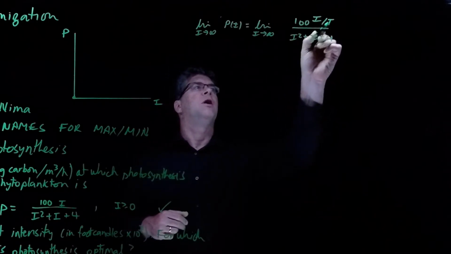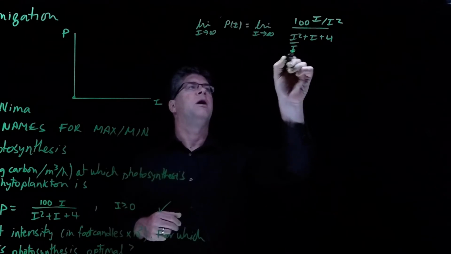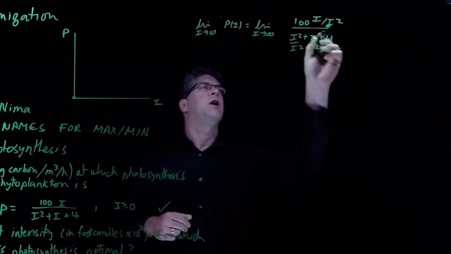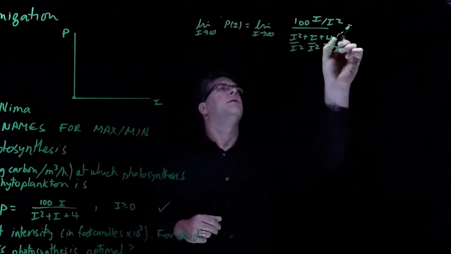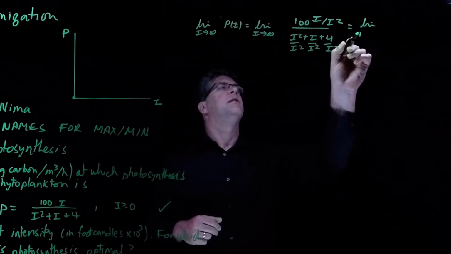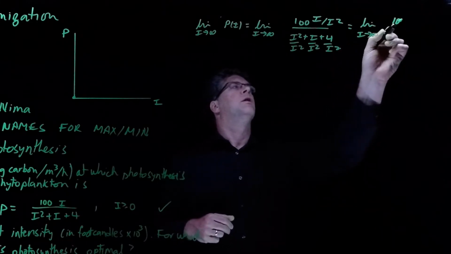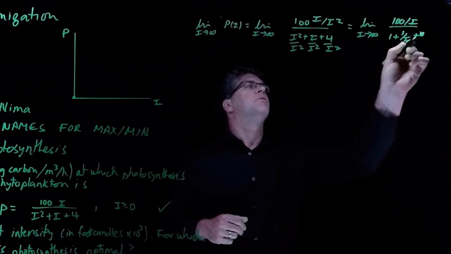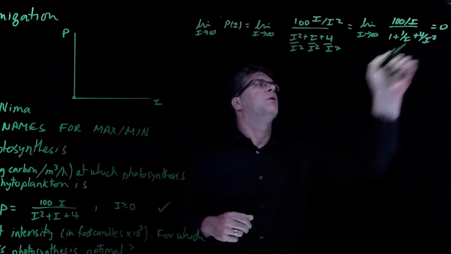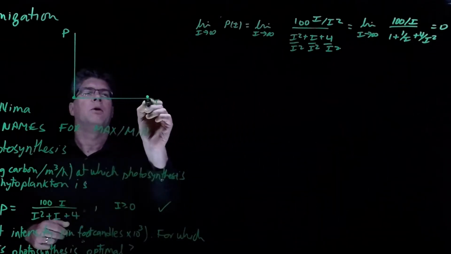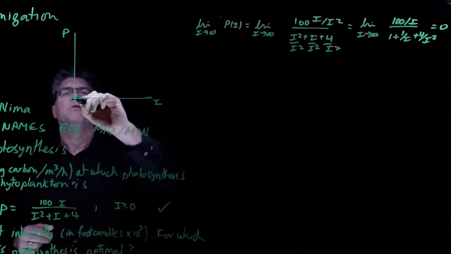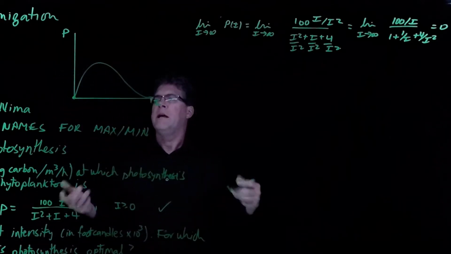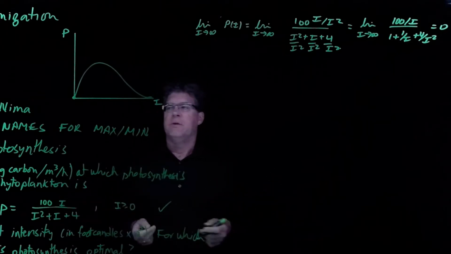And if we divide the top and the bottom by the highest power in the bottom, then we can see that the top goes to 0, and we have the limit as I goes to infinity of 100 over I, over 1 plus 1 over I plus 4 over I squared. And this will be 0. And so out here, where I is very large, the P will be 0. So we think we're going to have a function that maybe goes up and comes down like this. And we'll get a better idea once we start taking the derivative of P.